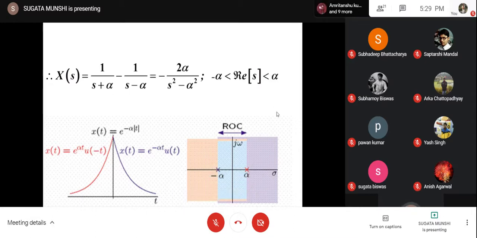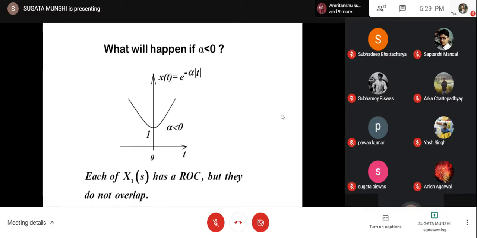So the ROC is absent in case of xs. There is no overlap between the ROCs of x1s and x2s. I have missed x2s here. Therefore, the Laplace transform xs does not exist.